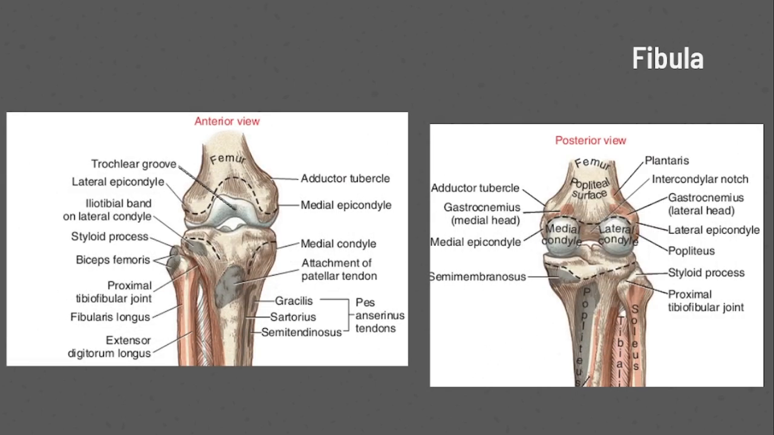The fibula. Although the fibula is not a true weight-bearing bone, it's very important because it serves as an attachment for important muscles, for example the biceps femoris muscle and the peroneus muscles.